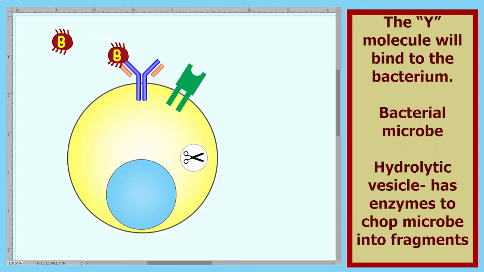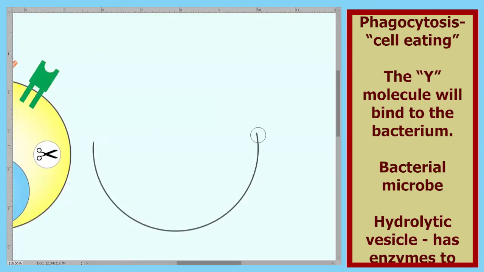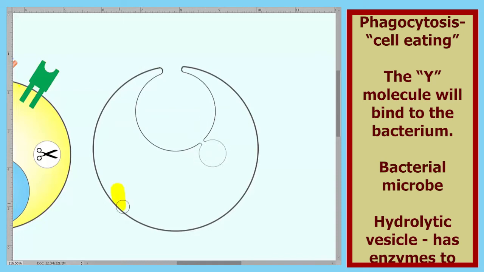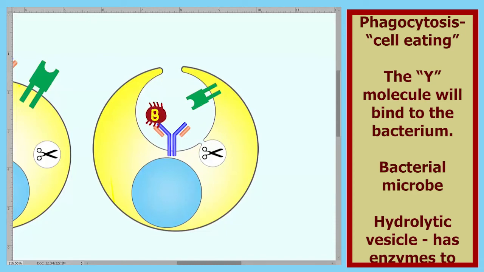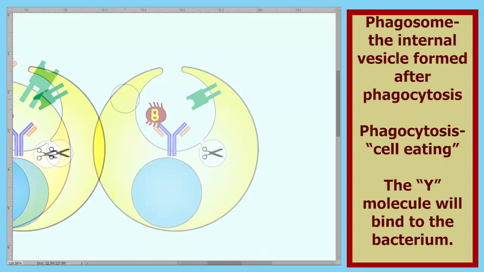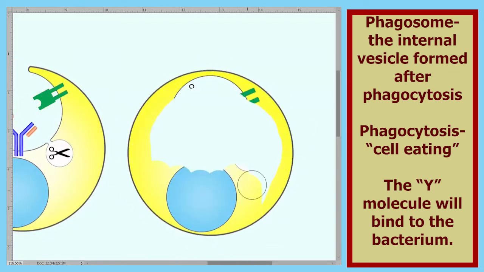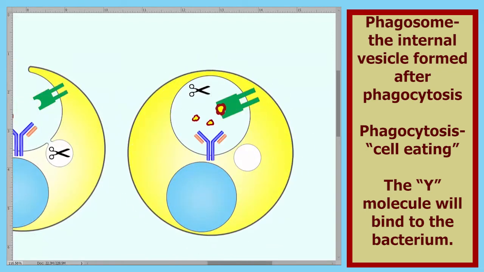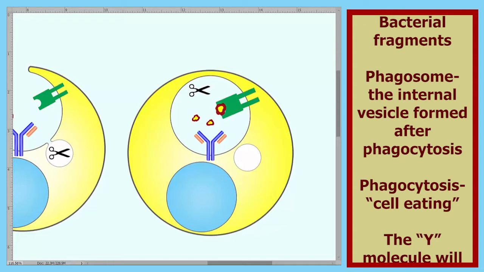Let's redraw our cell in the process of eating the bacterium. Here we see the cell in the process of phagocytosis. Also, we see that the hydrolytic vesicle starts to fuse with the phagosome. Let's show the completed phagocytotic process. Here we see that the bacterium has been completely digested into fragments. These fragments are bound to the MHC2 molecule.